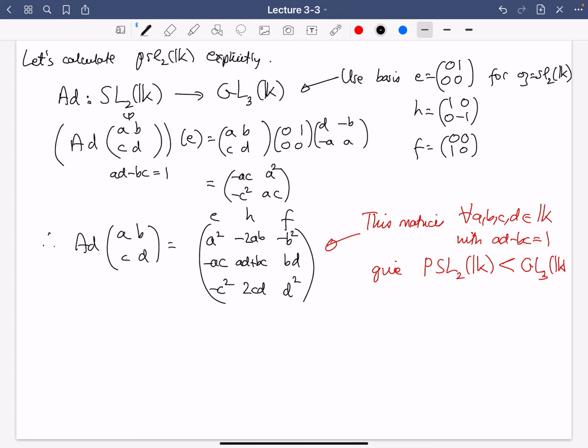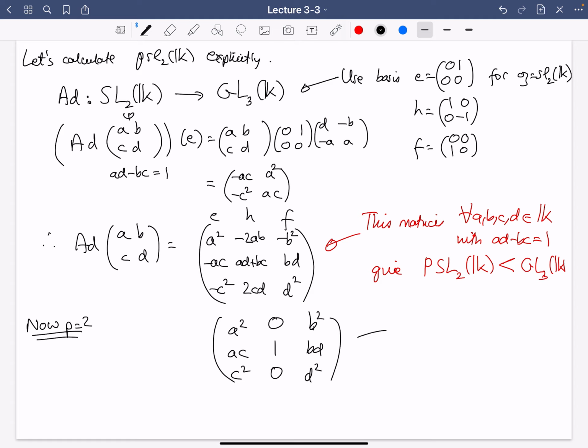So far I didn't use characteristic 2 at all. But now if we go to the case when p equals 2, what have we actually got here? In characteristic 2, I've got A squared, AC, there's no point writing minus, that's just 0. This is AD plus BC, which is AD minus BC, which is 1. That's just 0, B squared, BD, and D squared.